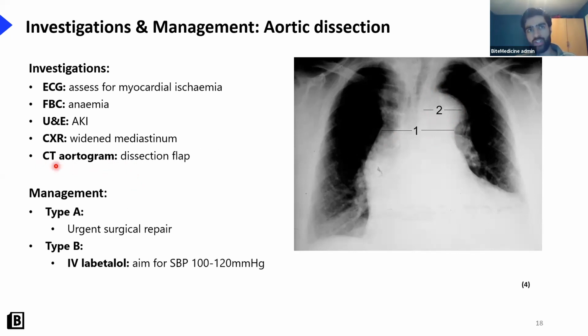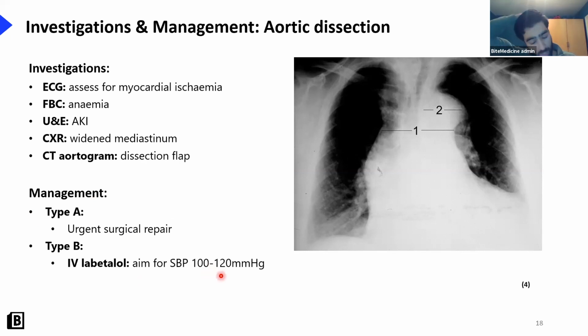And someone asked, how can you tell if it's type A or type B on imaging? Well, you can see exactly where the dissection has occurred on CT imaging, and you can see if it's happened proximal or distal to the left subclavian. Type A is an urgent surgical repair for the reasons I mentioned, and type B, you use IV labetalol, aiming for a blood pressure of around 100 to 120 millimeters of mercury.